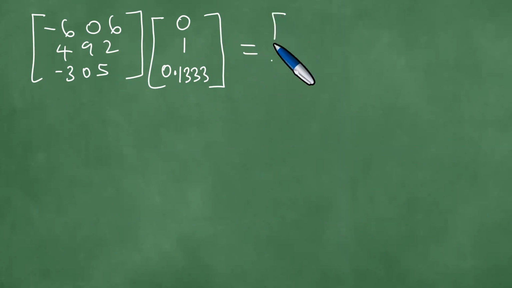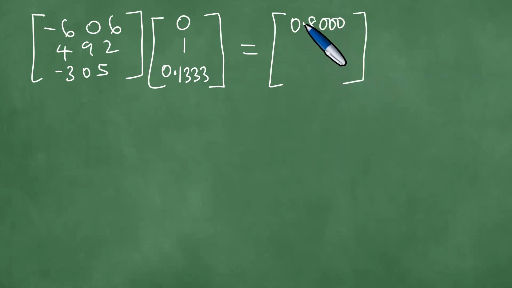Okay, so now you continue with the multiplication. If you multiply minus 6 by 0, you get exactly a 0, 0 by 1, you get a 0, and 6 by this, which is 0.8, 1, 2, 3, like this. Then you do row by column multiplication, which means 4 by 0, 0, 9 by 1 is exactly 9 plus 2 by this. Okay, that gives us exactly 9.2667.